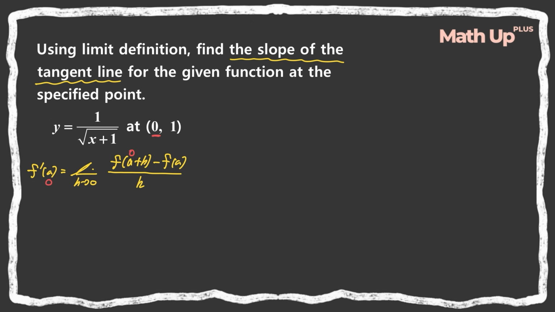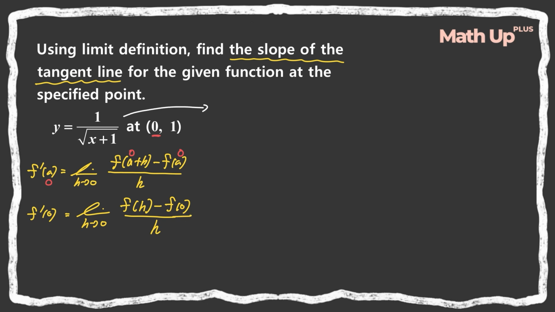So f prime of 0 is equal to the limit as h approaches 0 of f of 0 plus h, that's f of h, right, minus f of 0, over h. Now let's find f of h and f of 0.